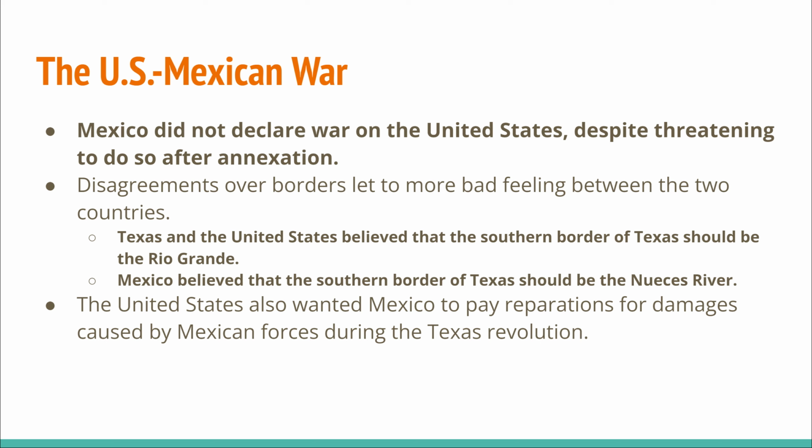So, Texas and the United States believe that the southern border of Texas should be the Rio Grande River, whereas Mexico believes that the southern border of Texas should be the Nueces River. The United States also thinks that Mexico should have to pay for all the damage caused by the Mexican forces during the revolution. This is something that the United States wants from Mexico.